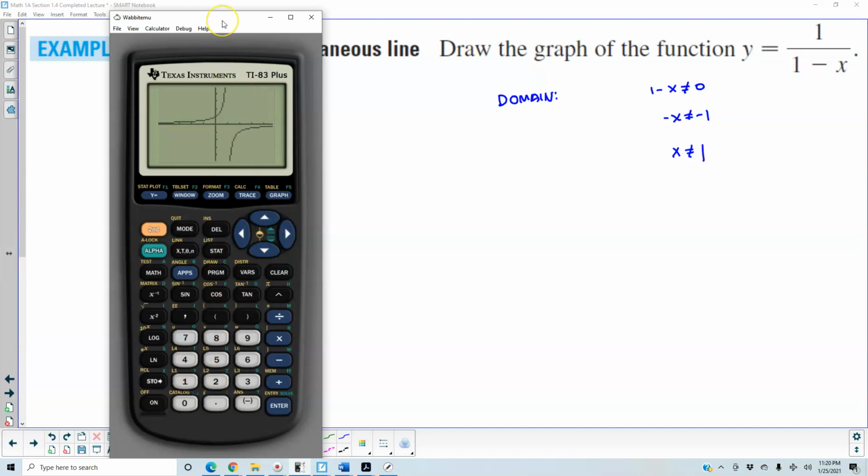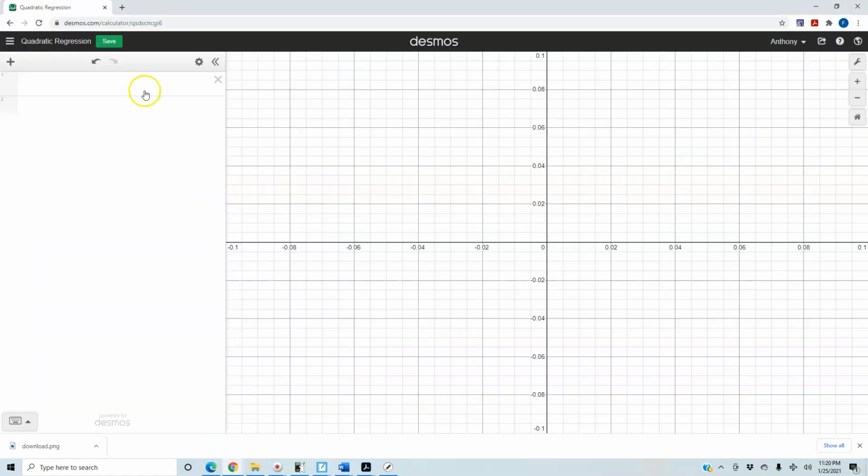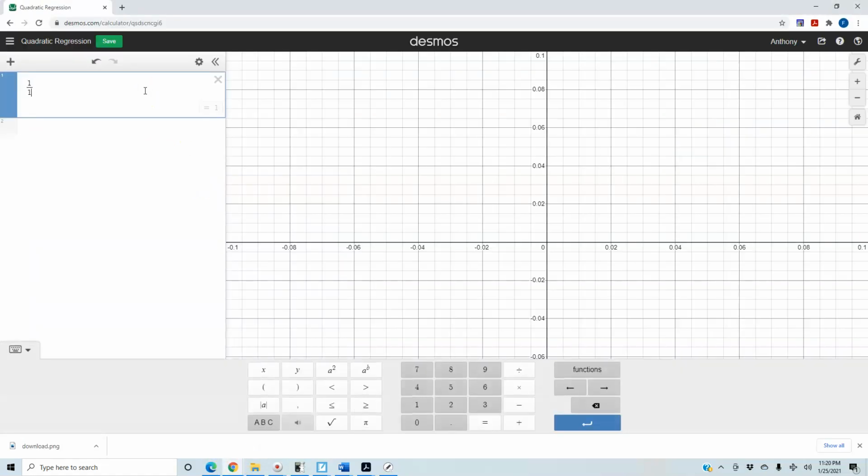So as you can see here, some calculators are going to create this extraneous line. So if you're using the TI-84, you might have to do a little bit more research and investigating to get the clearer picture, because this is a reciprocal function. Now let's compare it to using Desmos. So if we use Desmos, 1 divided by 1 minus x.